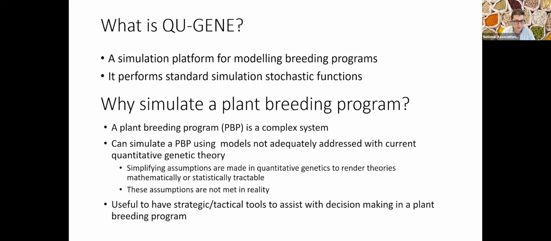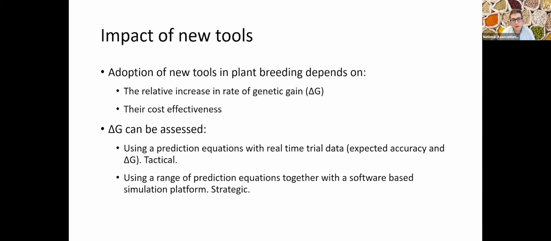Therefore, it is useful to have a strategic tool as well as a tactical tool to assist in the decision-making of a plant breeding program. With this information, we can then determine the impact of, for example, new tools. The adoption of new tools, particularly in plant breeding technology and science, depends primarily on the interest of the breeder, on the relative increase in the rate of genetic gain, and obviously on their association with resource utilization and cost effectiveness.